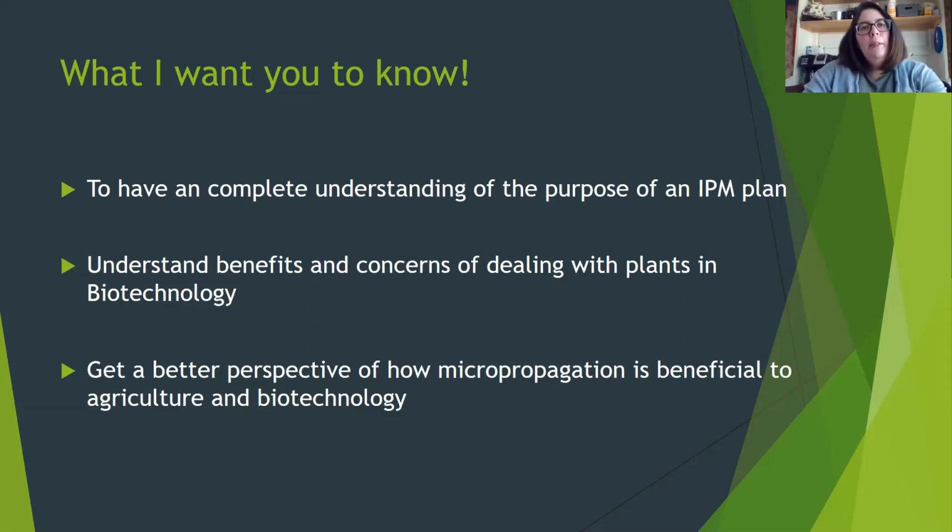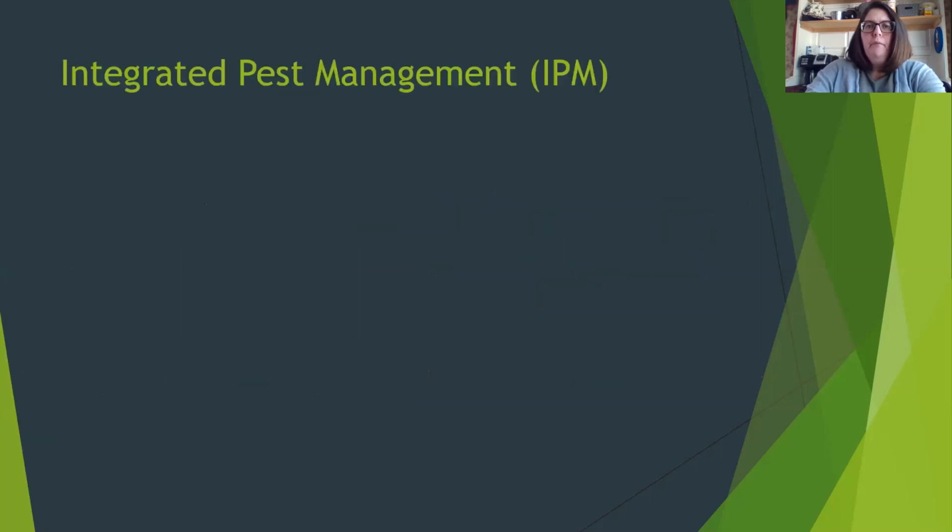Okay, so here are the things that I want you to know. When I'm done with this, I want you to have a complete understanding of the purpose of an integrated pest management plan. I want you to understand benefits and concerns of dealing with plants in biotechnology. Like, we can go over benefits, pretty much common sense, but there are concerns with plant science in biotech, and I want you to have a better perspective of how micropropagation is beneficial to agriculture and biotechnology. So let's just keep scooting right through.